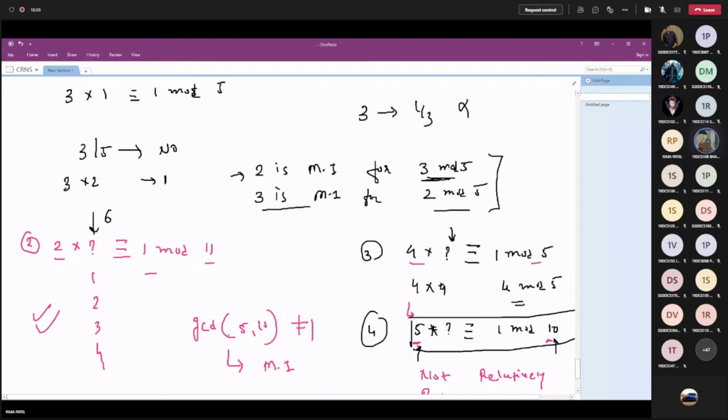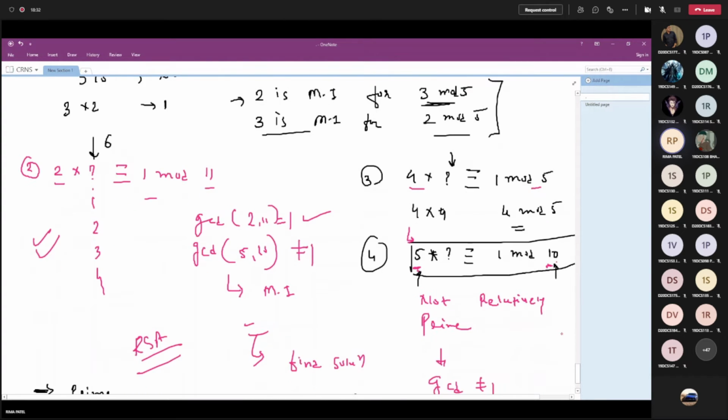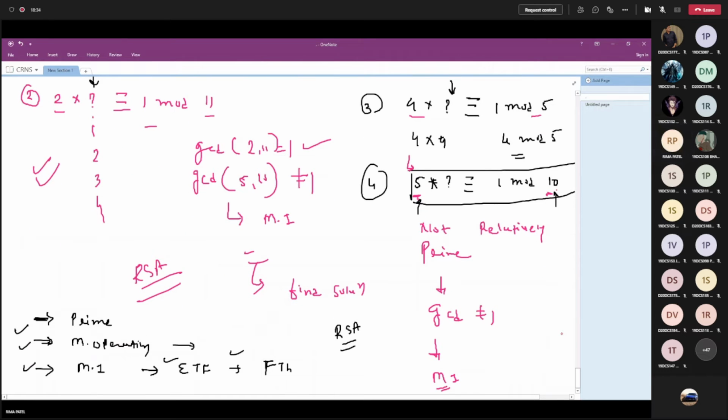Okay. So if these two numbers are relatively prime, that means GCD of, let's say, 2 and 11 is equal to 1, then you'll be able to find the multiplicative inverse. But in this case, you'll not be able to find the multiplicative inverse, right? So this was the example for the concept which is going to be used in both RSA and Rabin. Okay, done? Yes, ma'am.